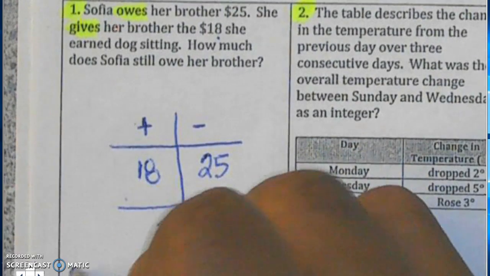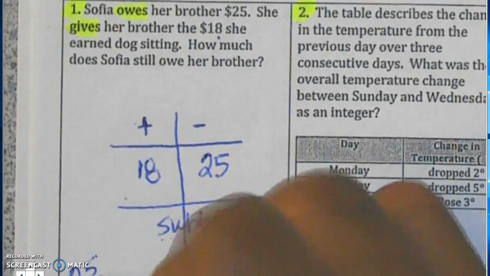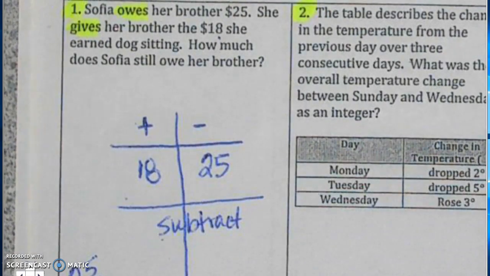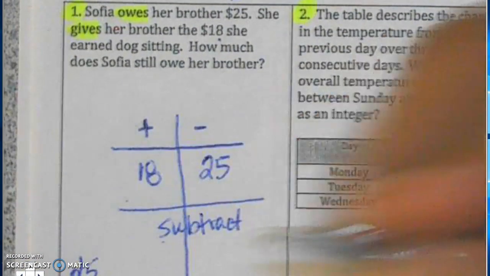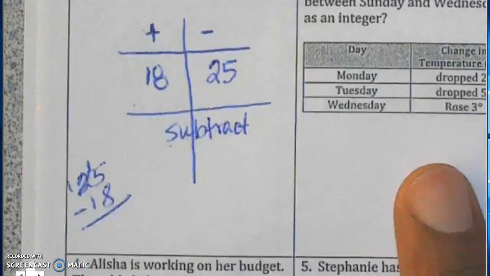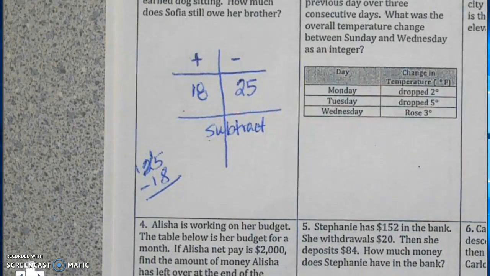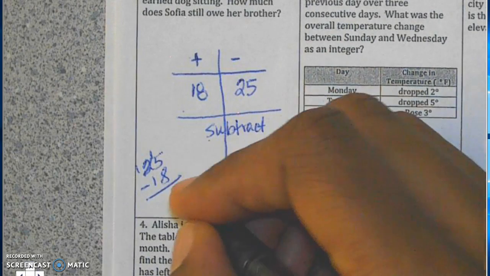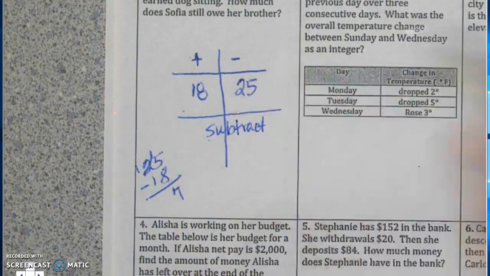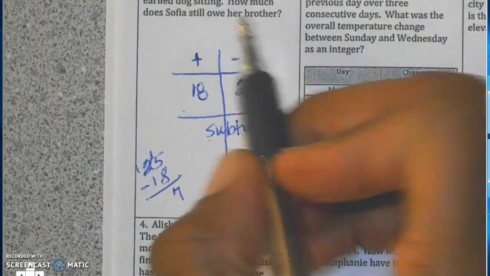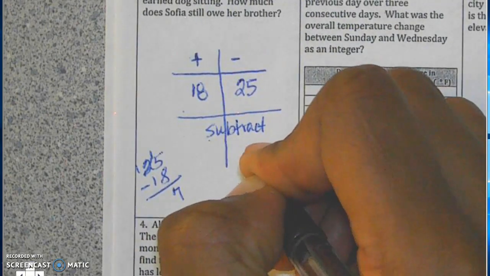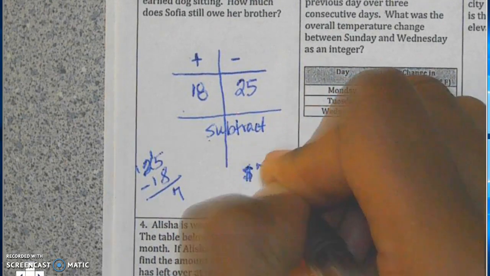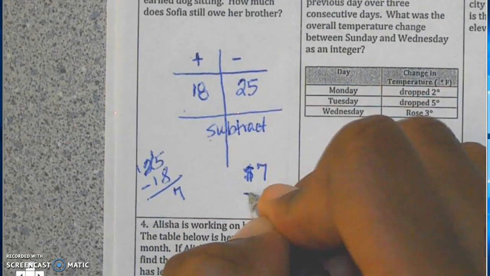So 25 minus 18, we're going to find the difference of. We have to regroup. 15 and 18. Sorry, let me move that into the screen. 8 plus 7 is 15. So 1 minus 1 is 0. 7. How much does she still owe her brother? She still owes her brother $7. But it's going to be a negative 7.